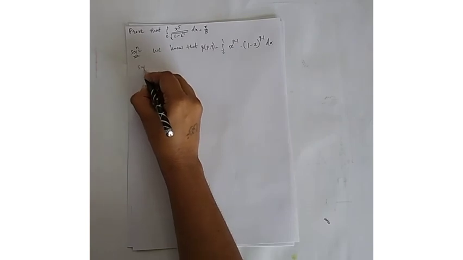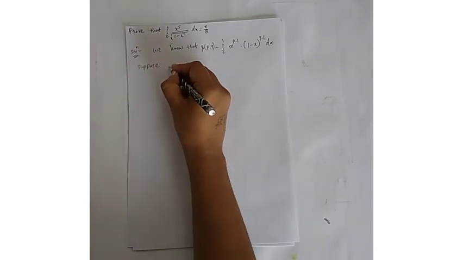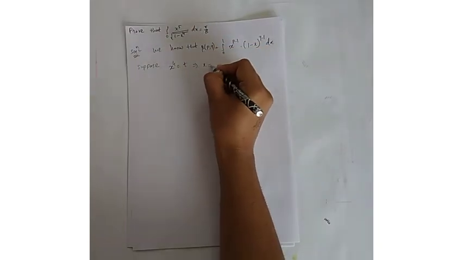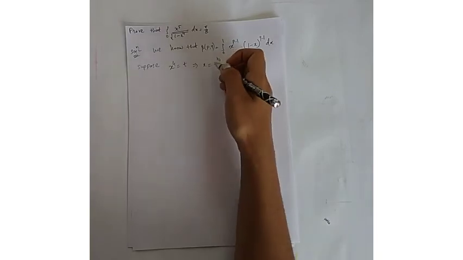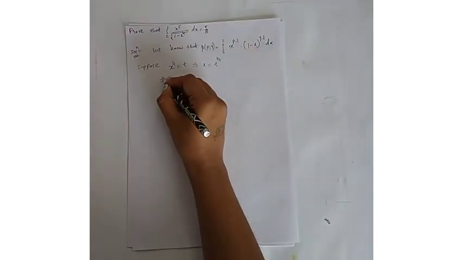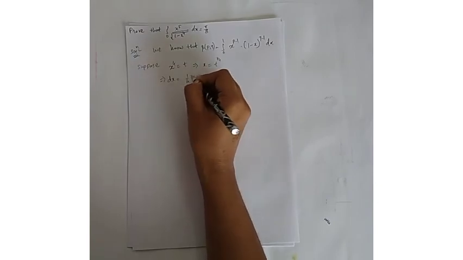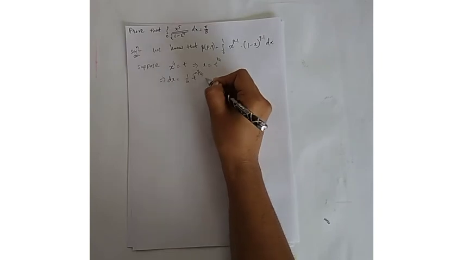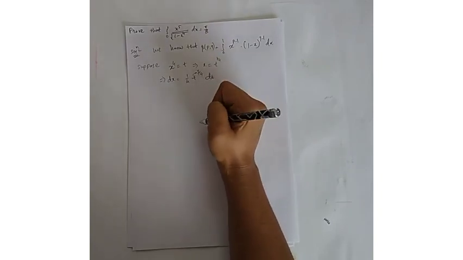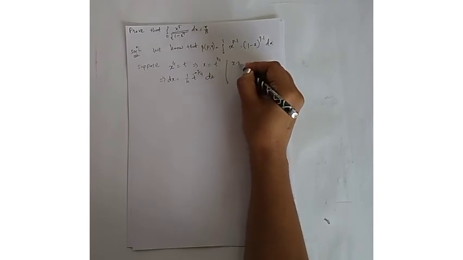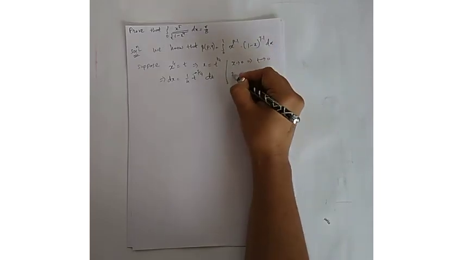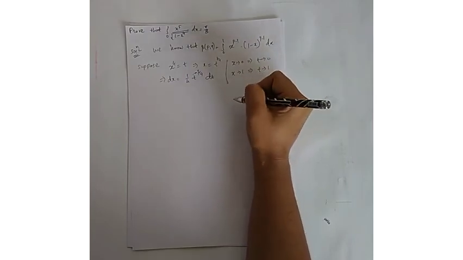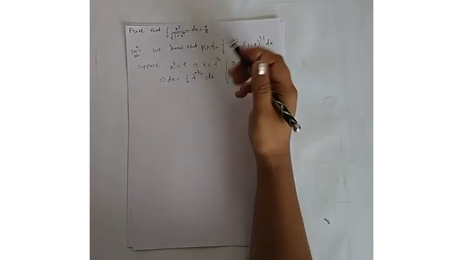So first, suppose x raised to 4 is equal to t, which will imply that x is equal to t to the power 1 by 4 and dx is equal to 1 by 4 t to the power minus 3 by 4 into dt. For limit, x tends to 0 will imply that t tends to 0 and x tends to 1 will imply that t tends to 1. Substitute all these values in our example.